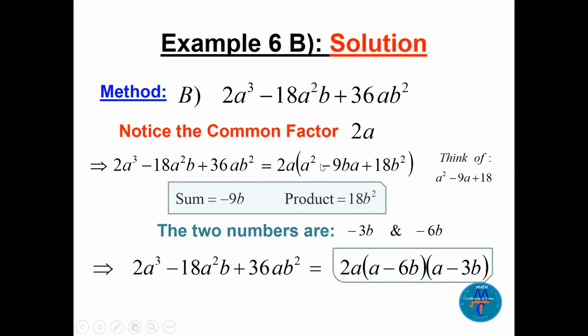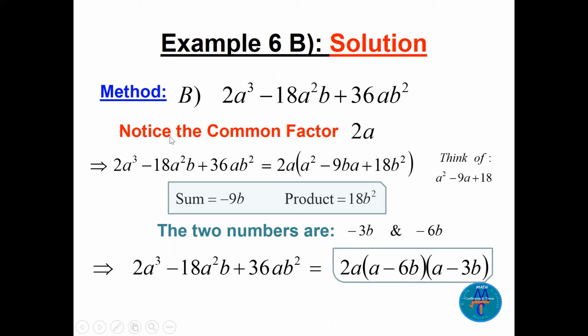Now, try to think of this. a squared minus 9a plus 18. Think without b squared and b. Only you take a squared. Now find the sum, here minus 9b, and find the product, 18b squared. You can ask the same question here: find two numbers, their sum is minus 9 and their product is 18. These numbers are minus 3, minus 6. And here you can include the b, because we have b in the middle, b squared at the end.